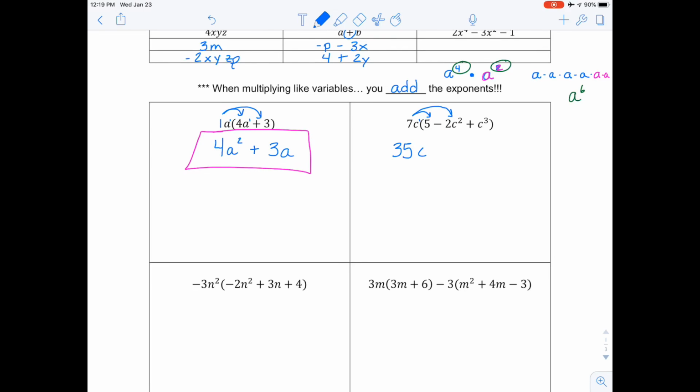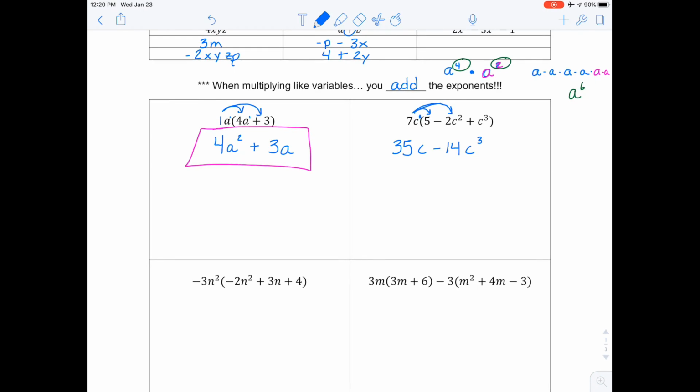Remember that minus sign, we treat that as a negative 2. So first multiply your coefficients, which are just the numbers. 7 times negative 2 is negative 14. And then we're going to add our exponents with our c's. So out here I had c to the first power outside the parentheses, and I'm multiplying it times c squared. So if I add the exponents, 1 plus 2 gives me 3. So c to the third.